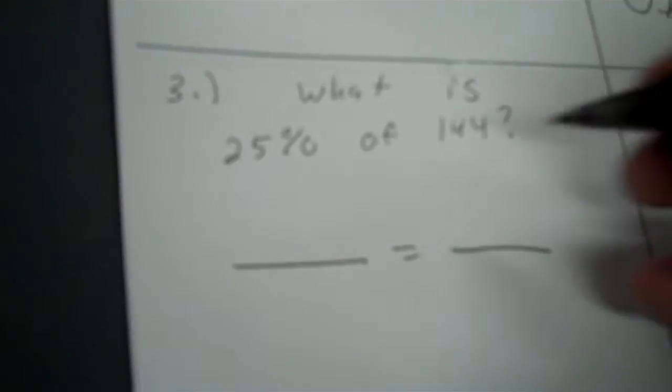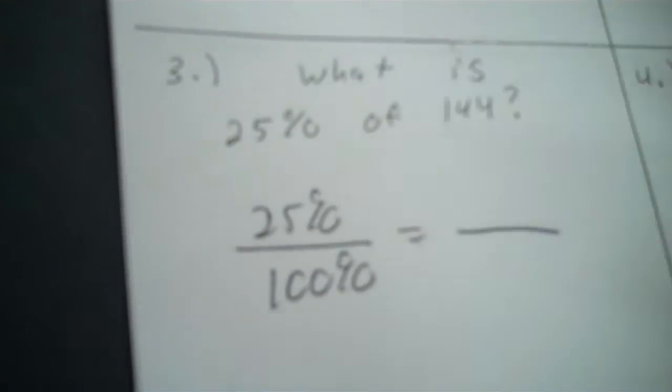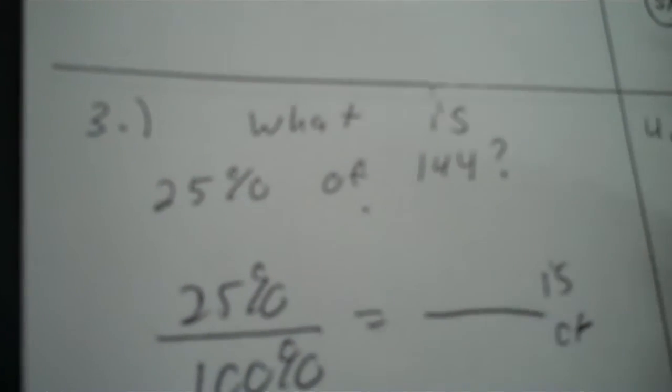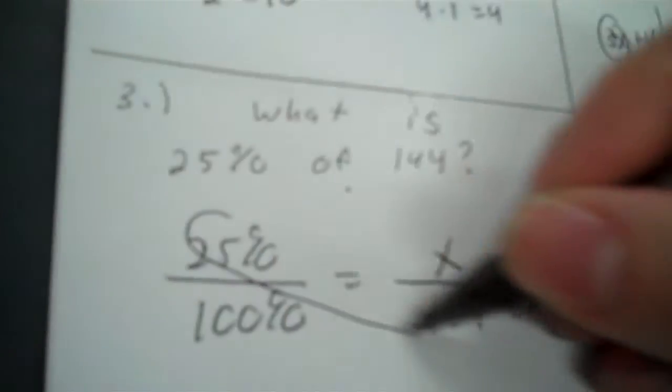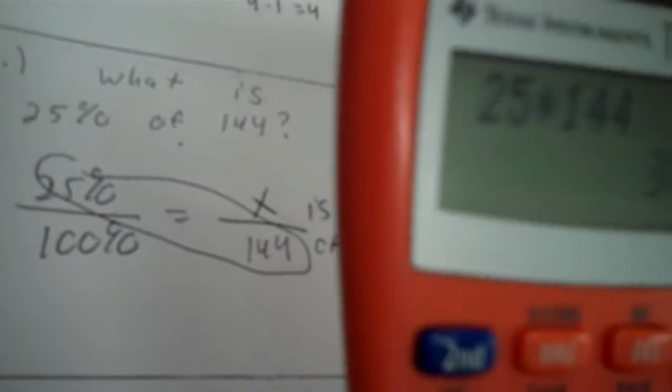Okay, number 3, what's 25% of 144? So this is a proportion where the percent is over 100, and then is over of. So after of, we have 144. We do not have our is, but we know that 25 times 144 is equal to 100 times x. 36, okay.